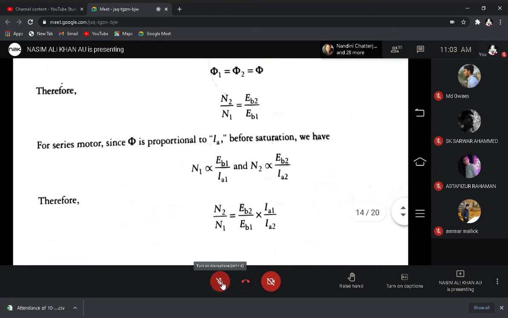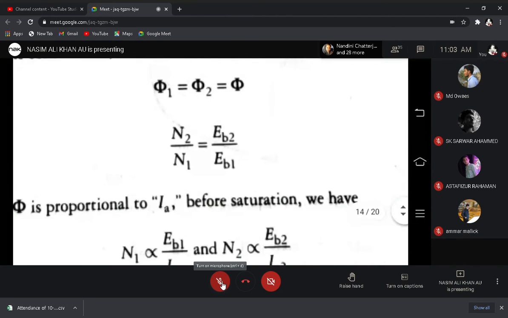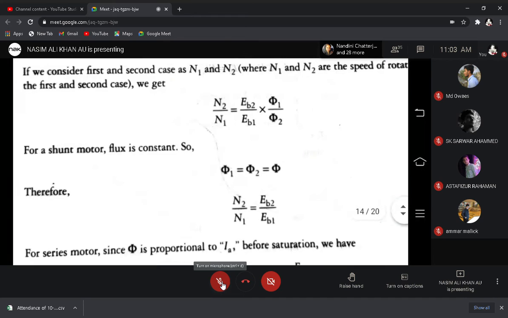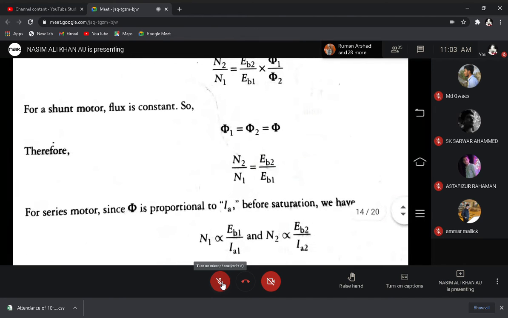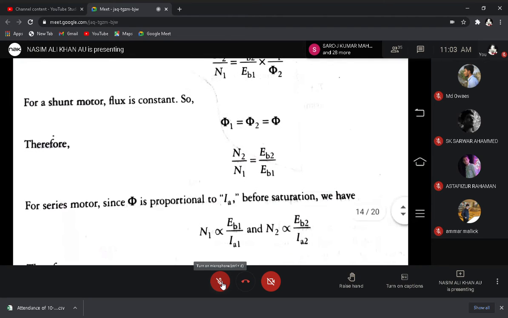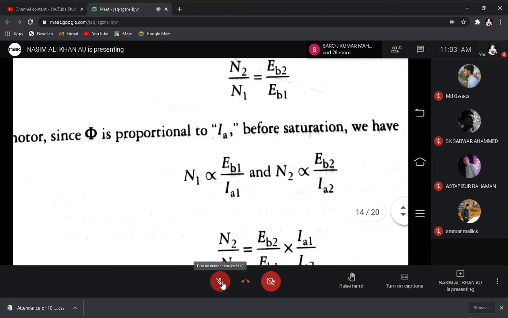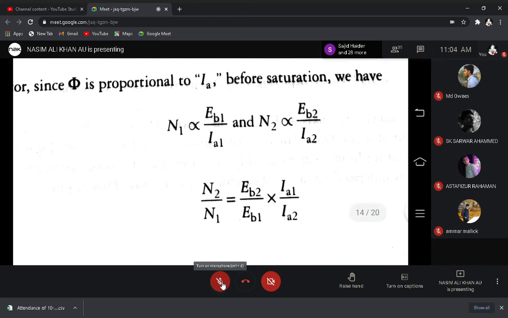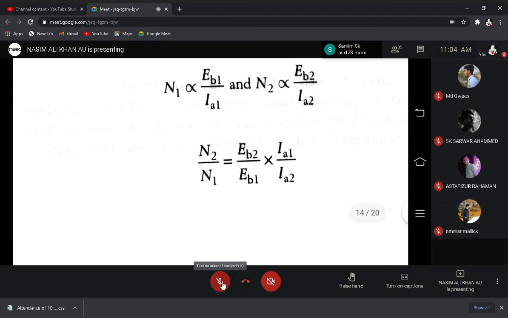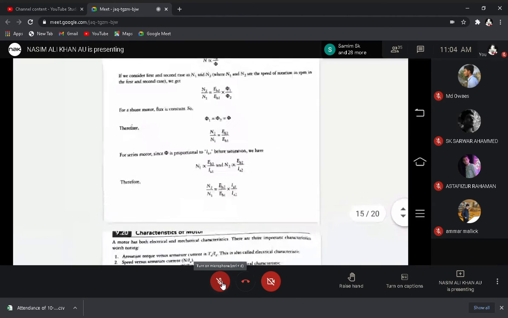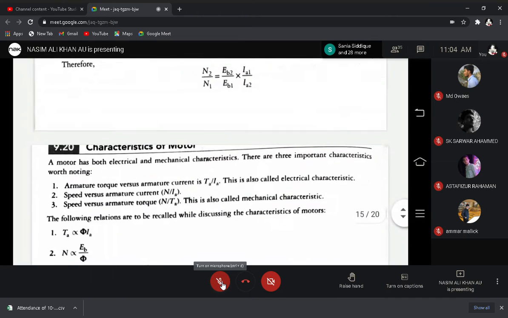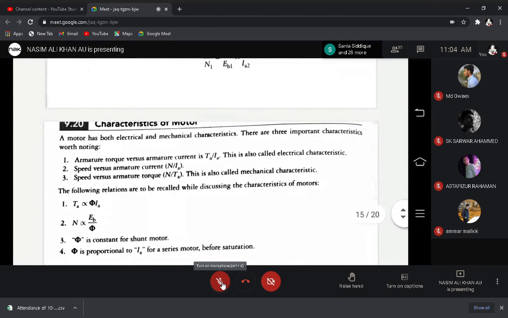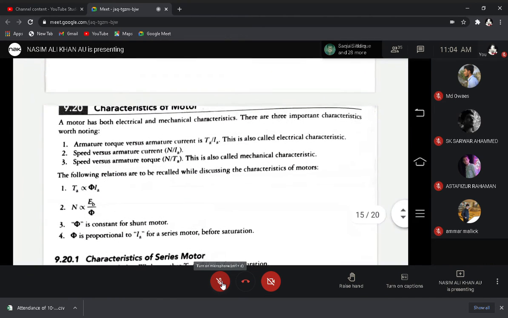For a series motor, these two lines you try to remember: for a shunt motor flux is constant, but for a series motor flux is proportional to Ia, and therefore before saturation we have N1 proportional to Eb1 by I1 and N2 proportional to Eb2 by I2, and from there we have to take the relation of N2 by N1. It is given as Eb2 by Eb1 into I1 by I2, this particular expression.